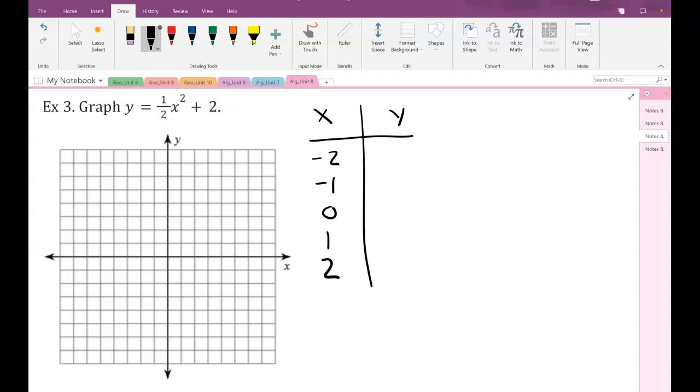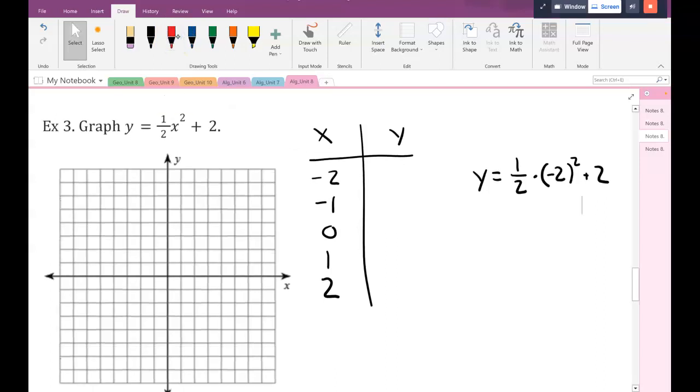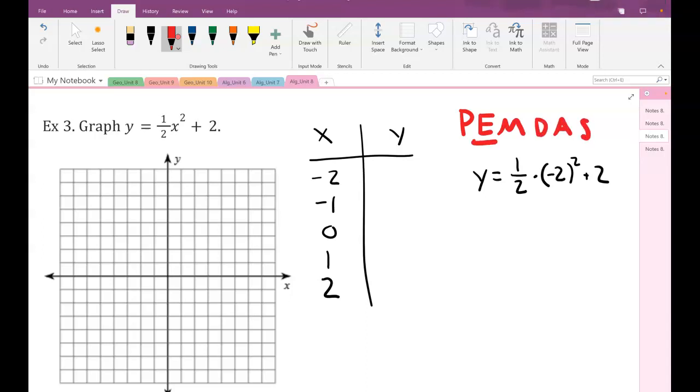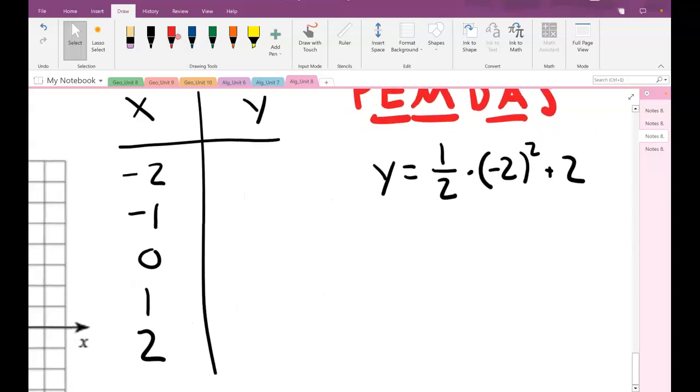So we're plugging in a -2, so I'm going to write that all out. y is equal to 1/2 times -2 squared plus 2. We have to make sure that we're following our order of operations, or PEMDAS, where we have to do any exponents first, then multiplication, then addition. So we have to do our -2 squared to begin with. So -2 squared is 4.